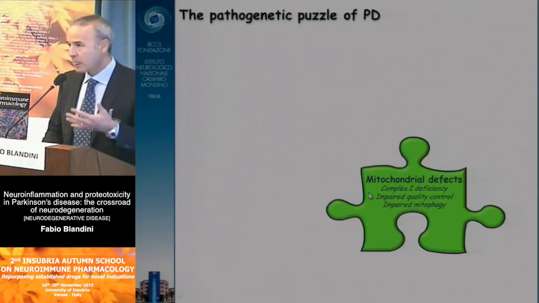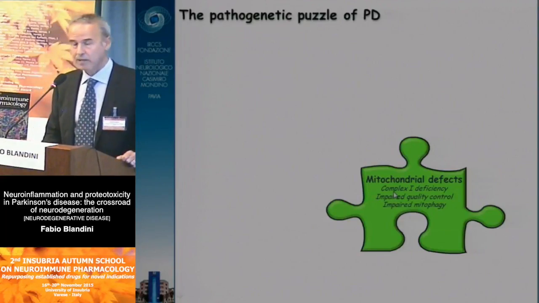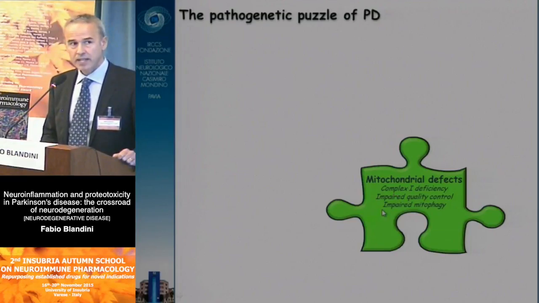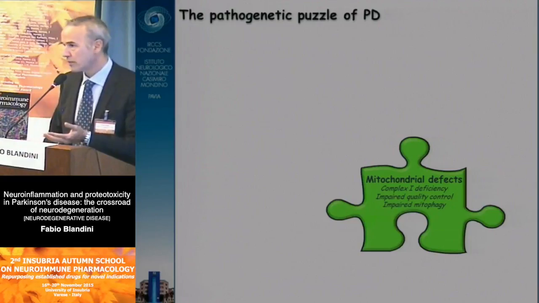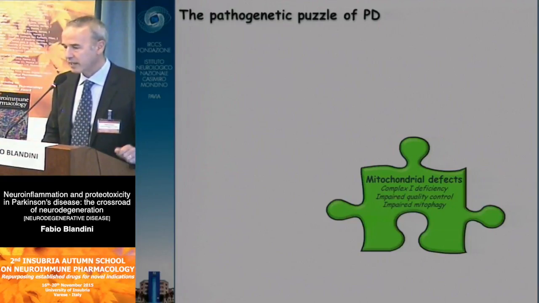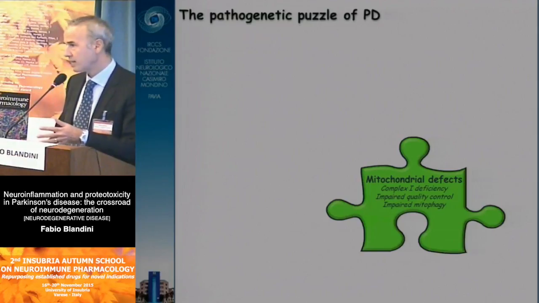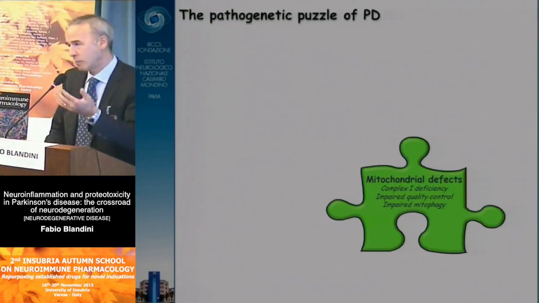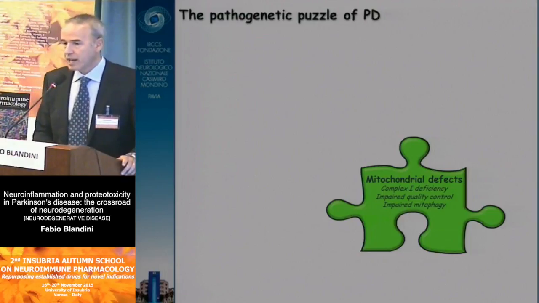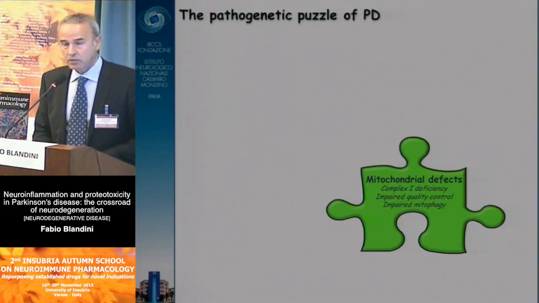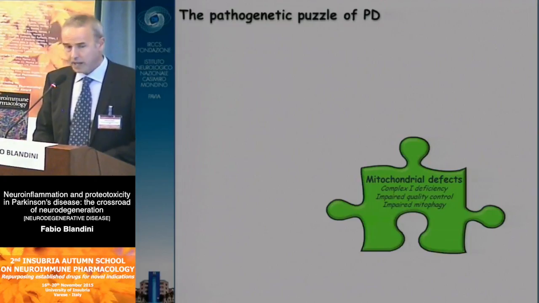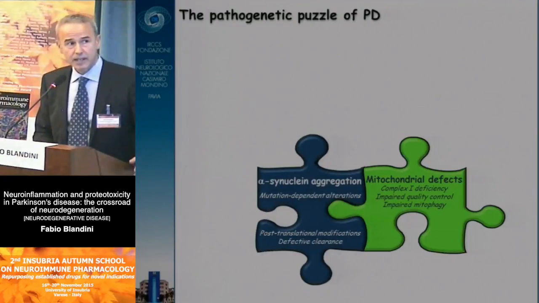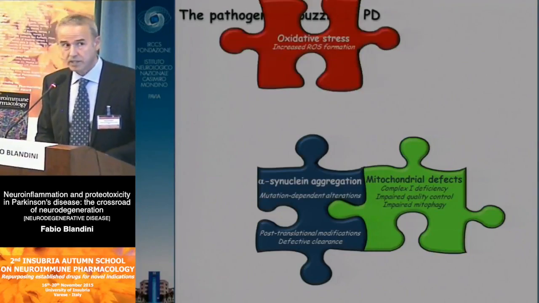Then other demonstrations that the mitochondria are involved came later on with the evolution of the concept of mitochondria. It became obvious that mitochondria are not static organelles, but they can fuse and divide. So there is a quality control system for mitochondria. It also became obvious that PD patients or PD experimental models show an impairment in the quality control, for example, also in mitophagy. Synuclein aggregation, and we will see more in detail about this.